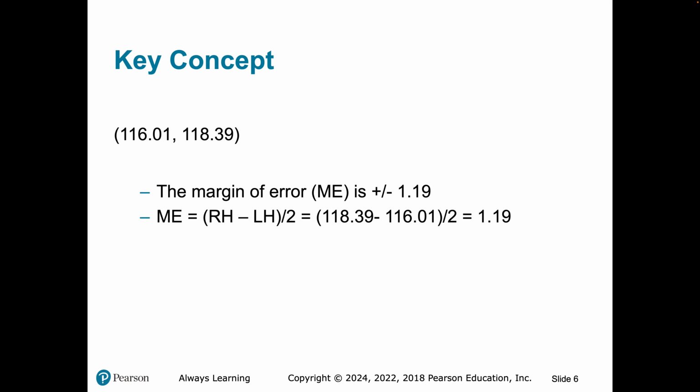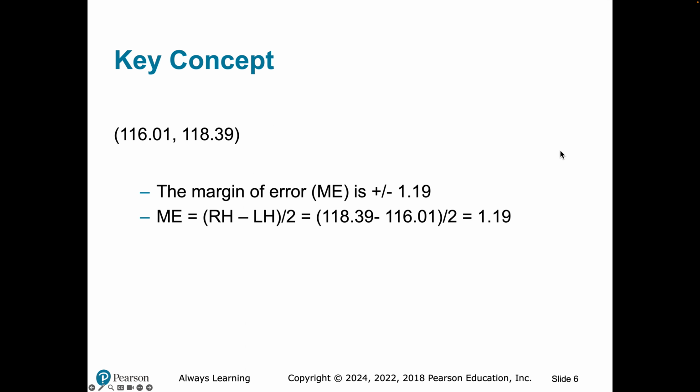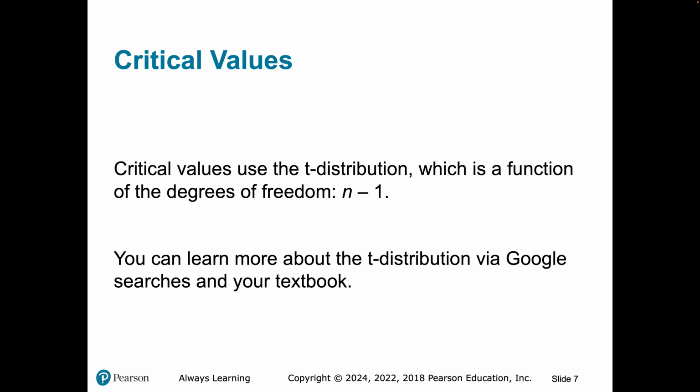Margin of error, just like before, you take the big number minus the small number, divided by 2. So the margin of error in this case would be plus or minus 1.19, not 1.19%. We're no longer doing percentage problems. We're doing mean problems here, focusing on mean problems. So the margin of error is just 1.19. Sorry, losing my voice all of a sudden.